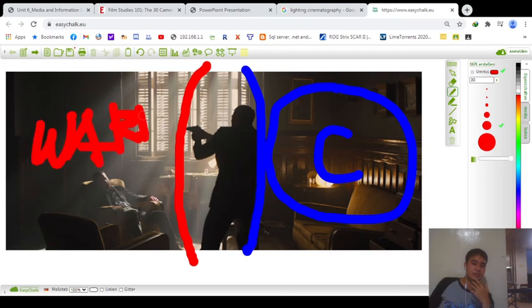Okay, so this is how you depict it in lighting, in cinematography. The very important part. Wait, sir, I have a question. Is the cold on the right?